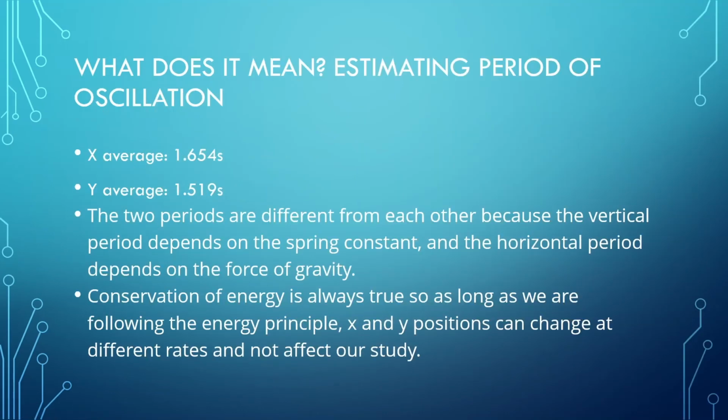What does it mean, part 2? Estimating the period of oscillation by using the x position or the y position. Obviously, the averages are going to be very different because the vertical period depends on the spring constant, while the horizontal period actually depends on the forces of gravity. So the magnitudes of the forces are different, and the average and position would also come out to be different. But conservation of energy is always going to be true as long as we're following the energy principle. So the x and y positions can change at different rates and not affect our studies.